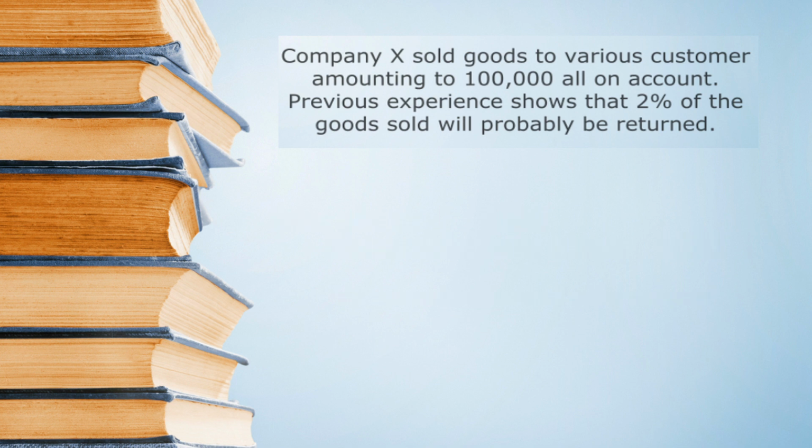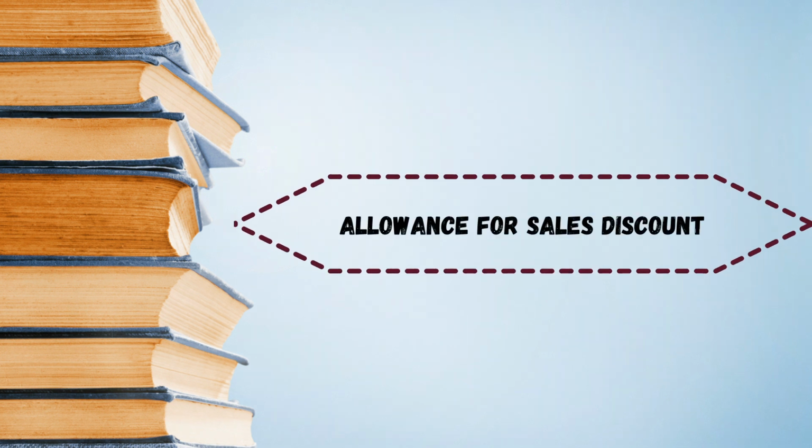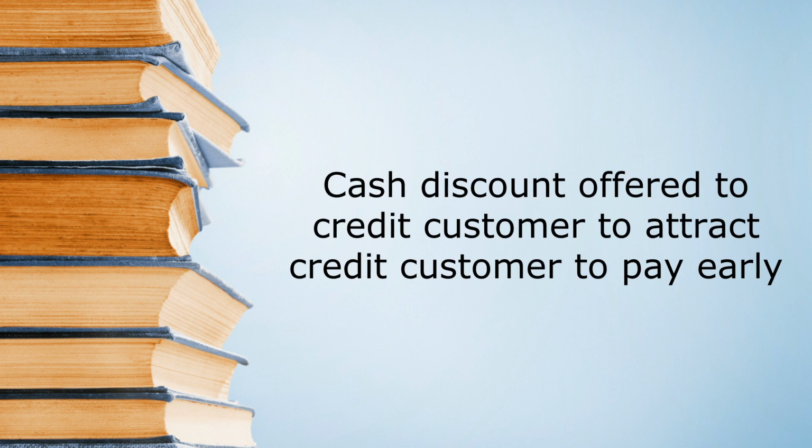The next is allowance for sales discount. Normally, companies offer cash discount to credit customers from the invoice price to attract customers to pay early. A cash discount may be expressed as 5/15, n/30. This means that the customer is entitled to a 5% discount if payment is made within 15 days from the invoice date.